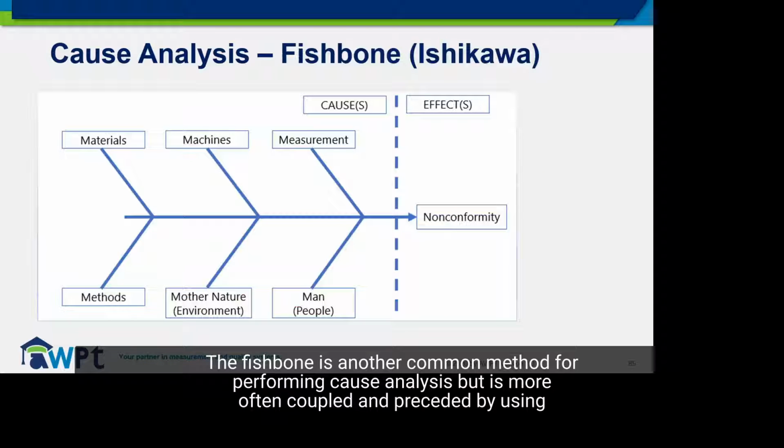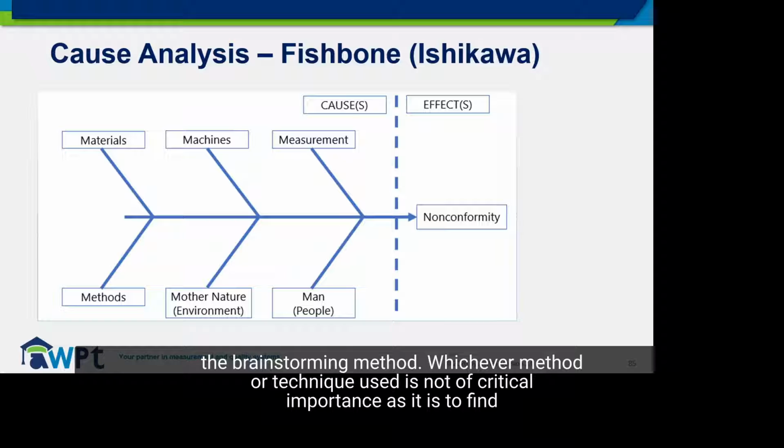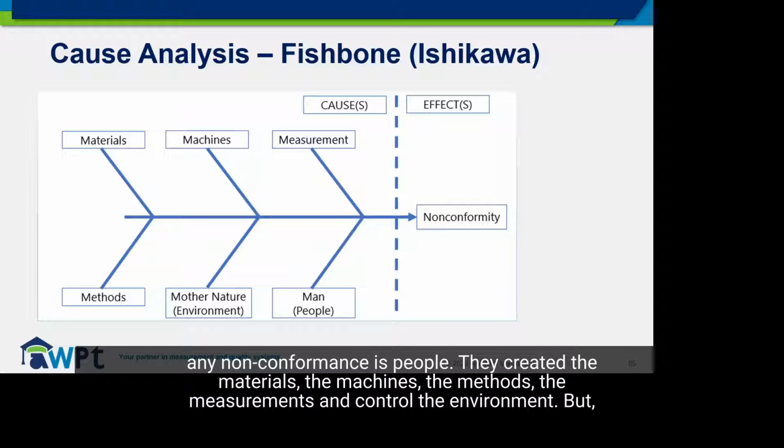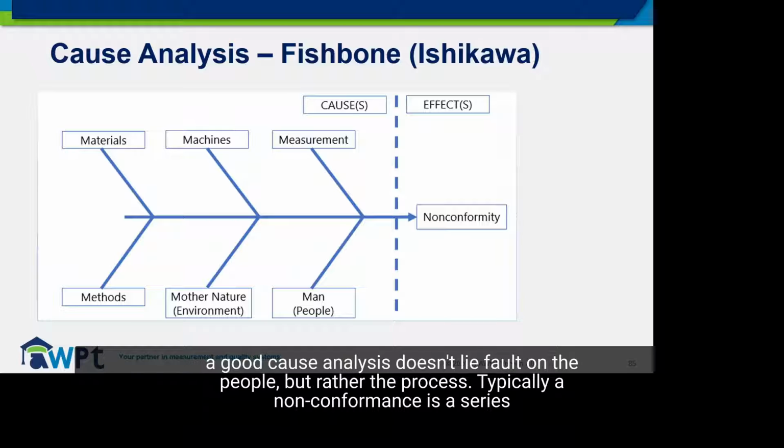The fishbone is another common method for performing cause analysis, but is often coupled and preceded by using the brainstorming method. Whichever method or technique used is not of critical importance as it is to find the actual cause of the problem. Rarely is there a root cause. For all intents, the root cause of any nonconformance is people. They created the materials, the machines, the methods, the measurements, and control the environment. But a good cause analysis doesn't lay fault on the people, but rather the process.